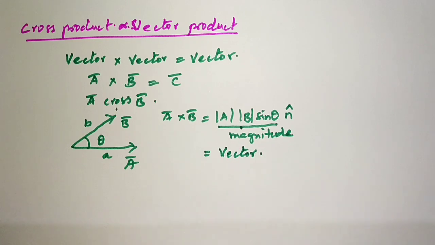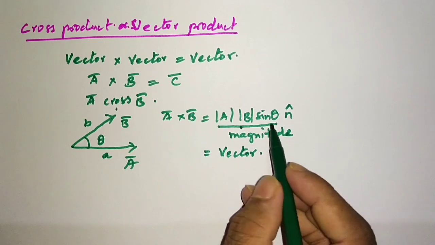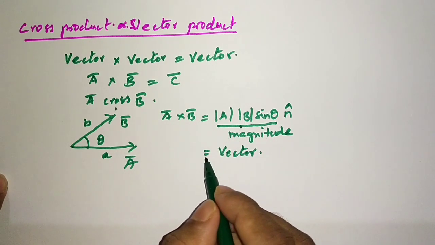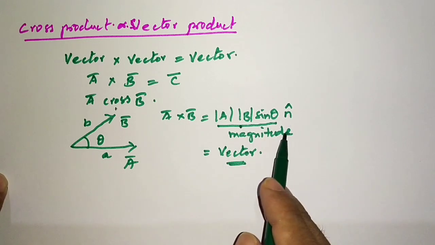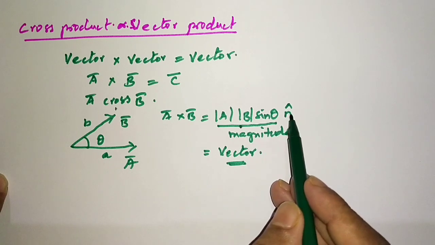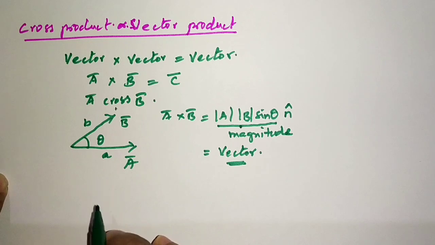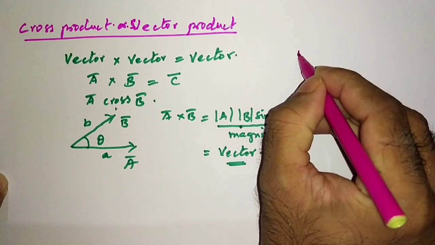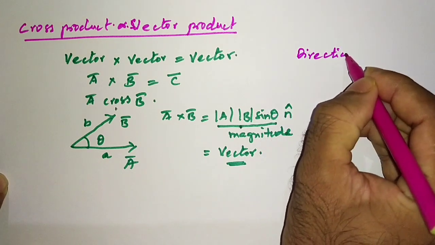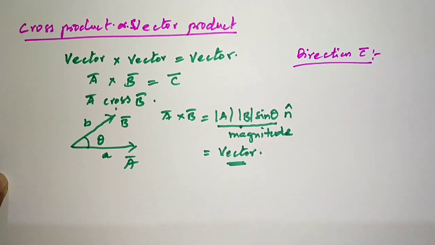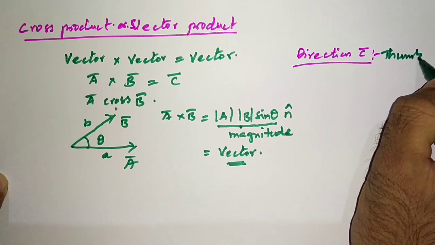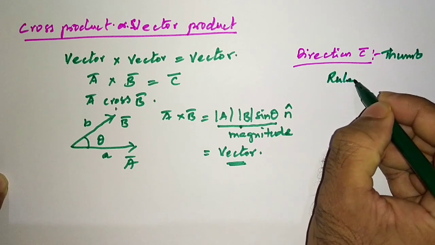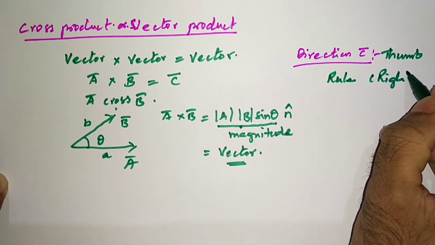Then what will be the direction of the resultant vector? You are getting a vector quantity, so in which direction will it be? The magnitude you can calculate using this, and you are placing n cap here. In which direction must we take this unit vector? That is very important here. To identify the direction of the resultant vector, we follow a rule called the thumb rule, specially the right hand thumb rule.